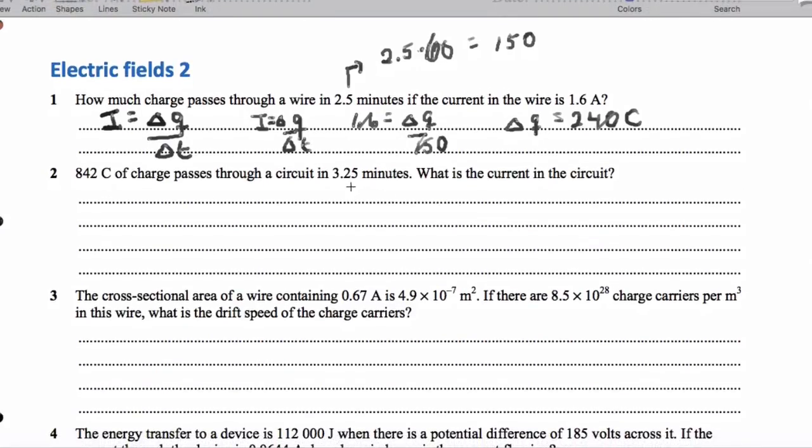And then here, same idea. Let's convert this into seconds. So 3.25 times 60 gives us 195 seconds. Is that right? Yes, it is. All right. So you want to get the current. Let's take delta Q over delta T. That's going to be 842 divided by 195. And that's going to get us about 4.32 amps of current. Great.